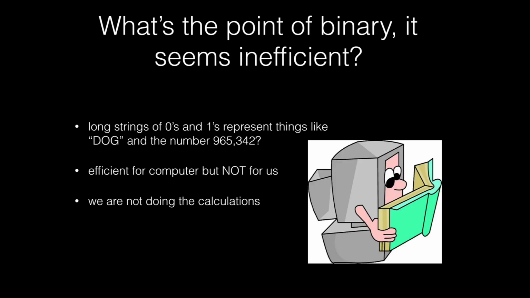But what's the point of binary? It seems like it's just a shorter number system which requires a lot more work just to represent items that we are familiar with, like the word dog or the number 965,000. So the whole point of binary is that it is efficient for the computer. We are not doing the calculations. The computer only has to check between 2 states. It's not efficient for us, which is why we humans do not read in binary. We learn about binary simply because the computer reads like that.